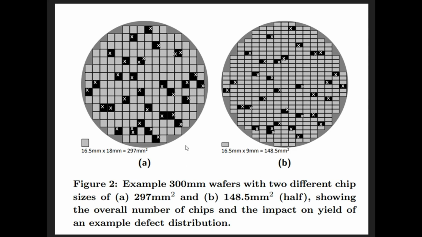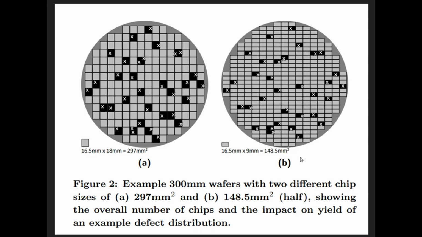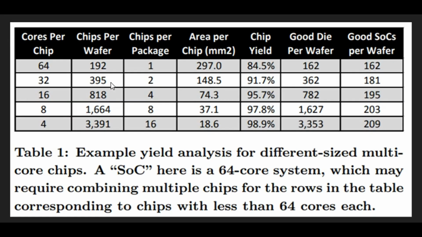In this example, the 64-core chip was actually 297 square millimeters. That's the one monolithic 64 cores per chip. The 32-core chip was half the size, and because of this you get more chips per wafer. You get more than double because you can fit more smaller chips around the edges of the wafer. So even though you would need 2 32-core chips to equal one 64-core chip, because of this higher yield value and because you get more chips on the wafer, overall you would still have 19 more good system on chips per wafer.